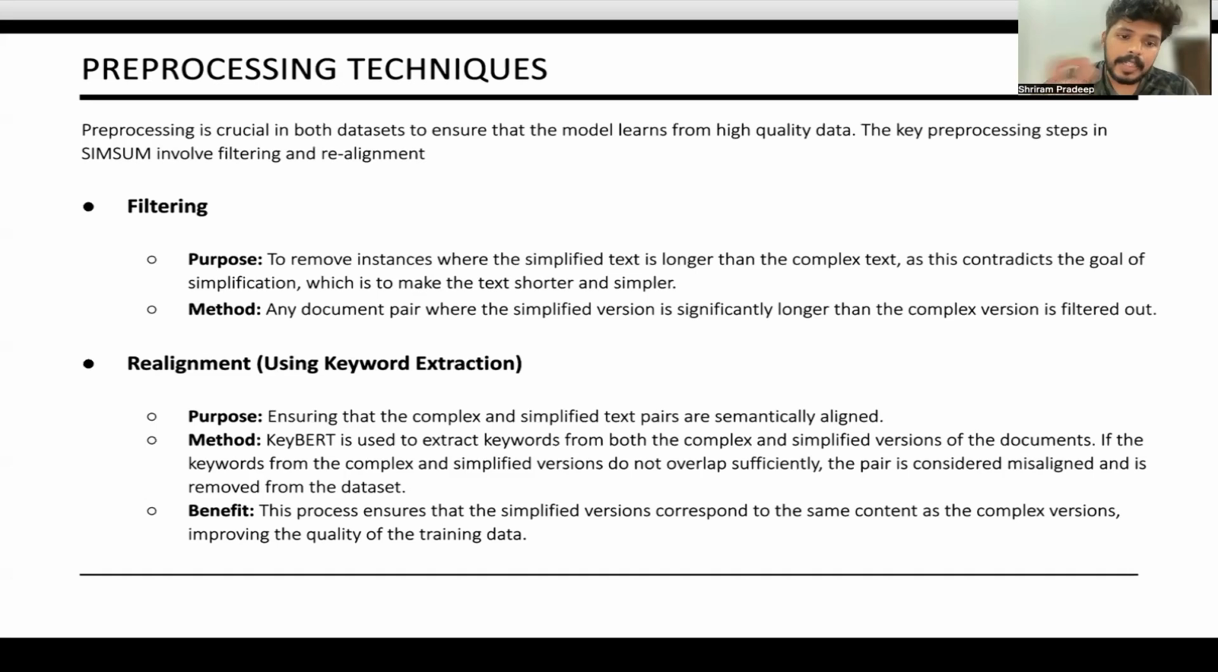Another case is realignment. If the initial text and the final text are different in terms of semantic similarity, those are also removed, and a keyword is used to identify this issue.